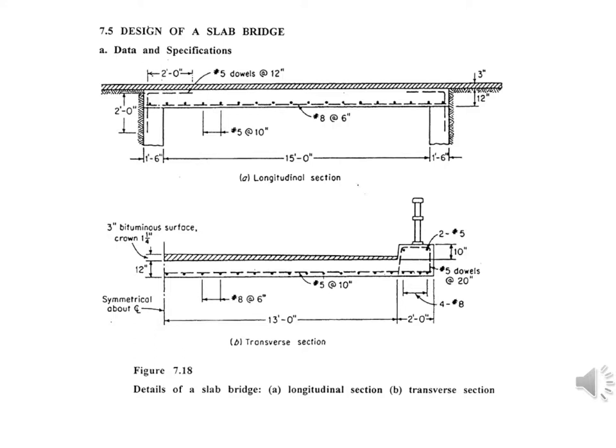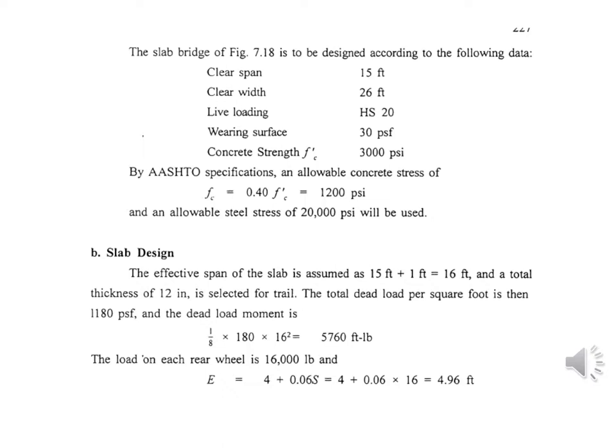The slab bridge diagram is shown in this figure. So we will design a slab bridge. For this slab bridge, the clear span is 15 feet, the clear width is 26 feet, the live loading is HS20, the wearing surface is 30 PSF, and the concrete strength is 3000 PSI. According to the AASHTO specification, the allowable concrete stress is fc equal to 0.4 f'c, and f'c is equal to 1200 PSI. The allowable steel stress is 20,000 PSI, which will be used.